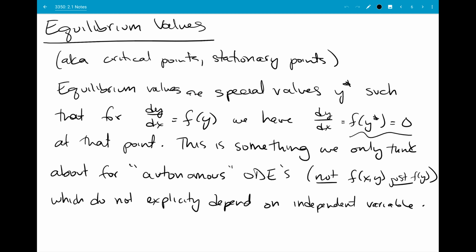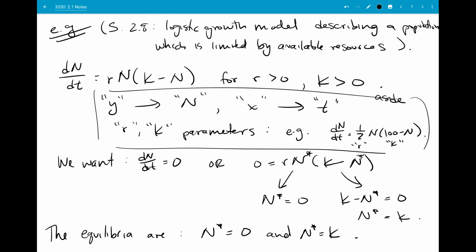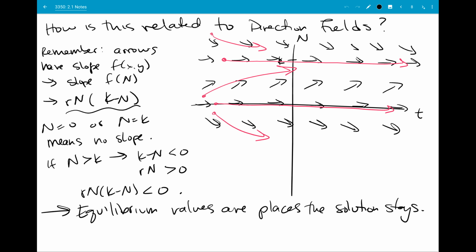So we talked about finding equilibrium values. We looked at that example, and then we kind of tried to tie it back to this direction field idea that has hopefully become kind of familiar to us. And then the last thing we're going to do is talk about classifying equilibrium values.